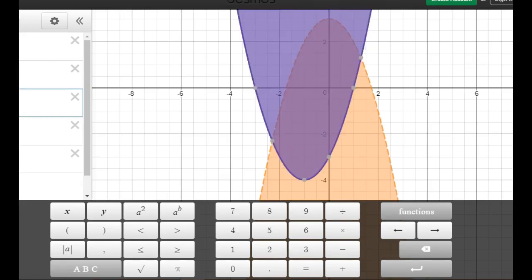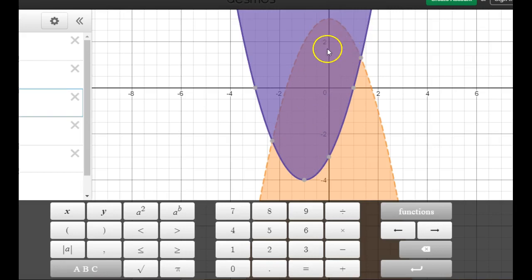Okay, so again, here is the actual graph. The orange one has that dotted line, and it's shaded inside. The purple one is a solid line, and it's shaded outside. So when I'm looking at these systems of inequalities, the solution that I'm really looking at is where the shading overlaps. So we can see that in this little part in here, that's kind of the really dark purple, this is where all of my solutions are.